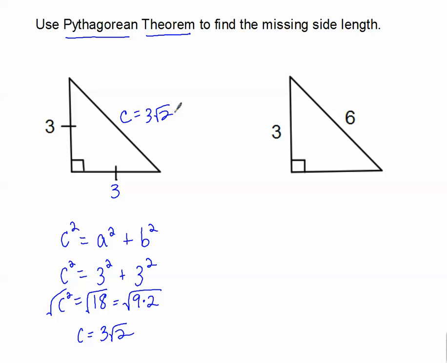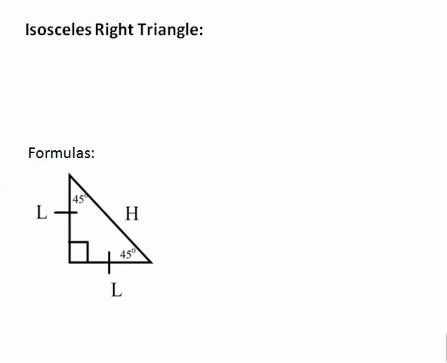However, today the point is I don't have to use the Pythagorean theorem every time. There are shortcuts for two special right triangles. The first of these two right triangles is the isosceles right triangle. Just to quickly review, what does it mean for the triangle to be isosceles? At least two congruent sides. For it to be a right triangle, there's a 90-degree angle.